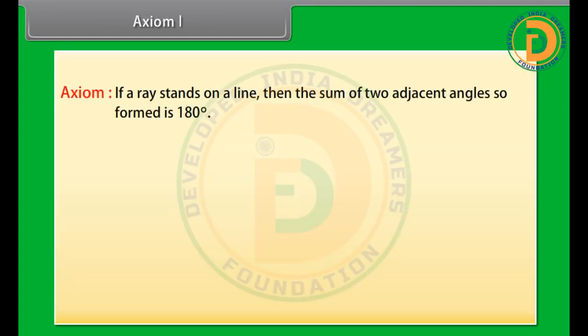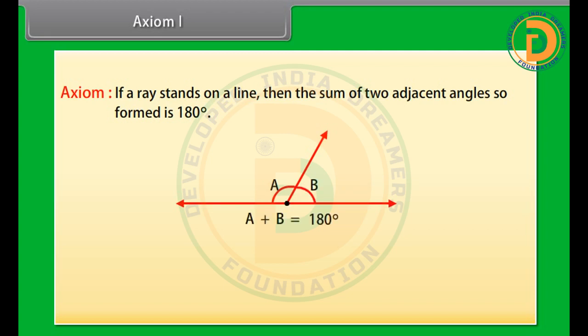If a ray stands on a line, then the sum of two adjacent angles so formed is 180 degrees. We know that if the sum of two adjacent angles is 180 degrees, then they are called a linear pair of angles. Given that a ray stands on a line, from this we can conclude that the sum of two adjacent angles so formed is 180 degrees.